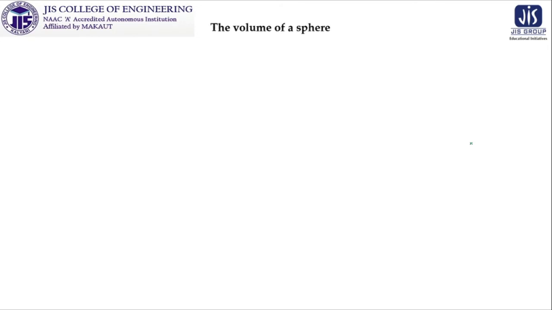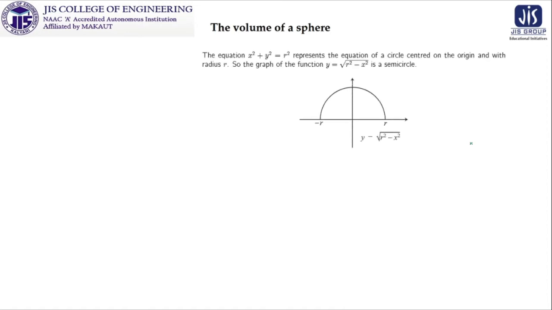Now the volume of a sphere will be calculated, because up to the last discussion we were making some general observations, y is equal to f(x). Now we are going to find the volume of a sphere by this particular formula. So what we get, the equation is x square plus y square equal to r square.